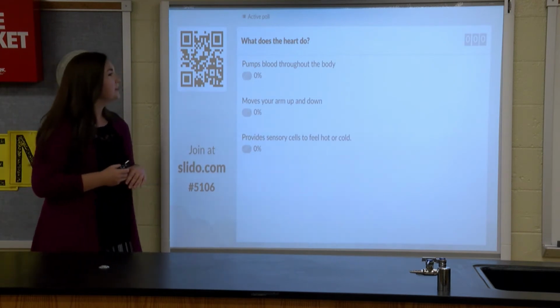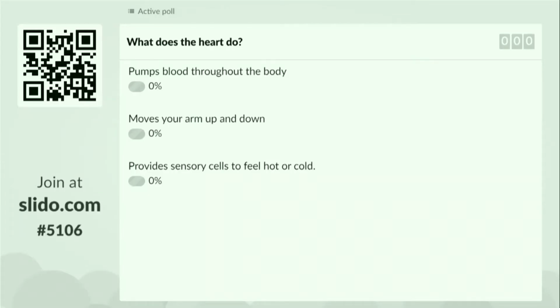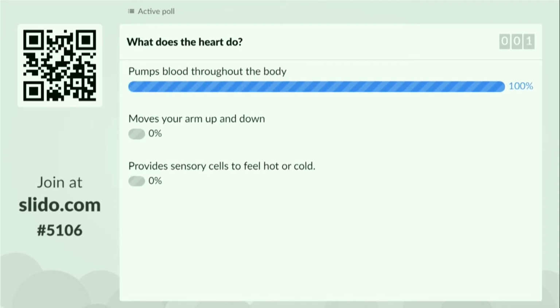All right, next question. What does the heart do? Let's see if we have some people that stayed with me here. Does it pump blood throughout the body? Does it move your arm up and down? Or does it provide sensory cells to feel hot or cold? And I do have some people answering. Awesome. The heart is going to pump blood throughout the body. So, great job.